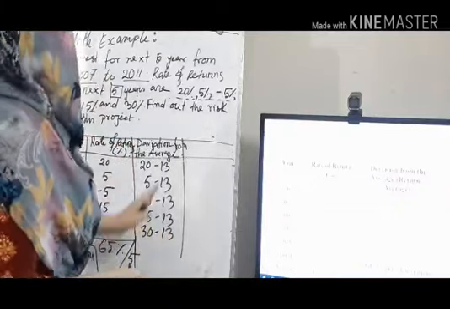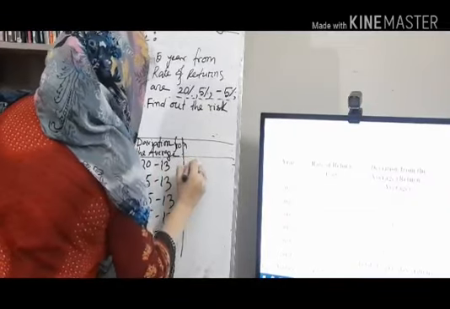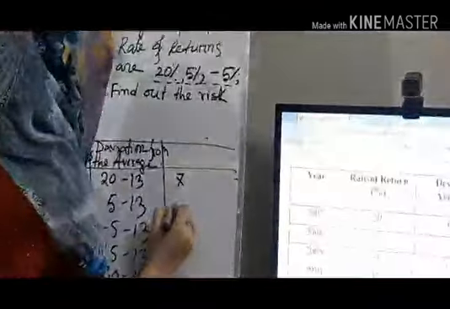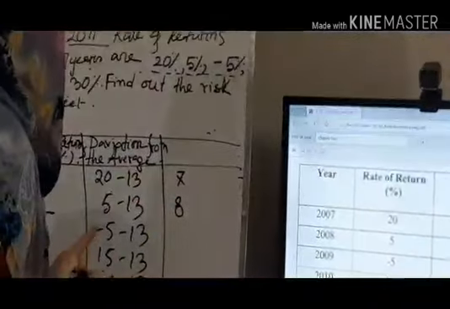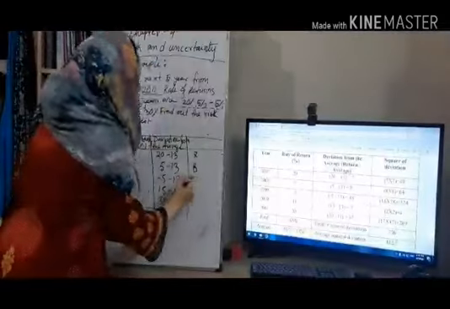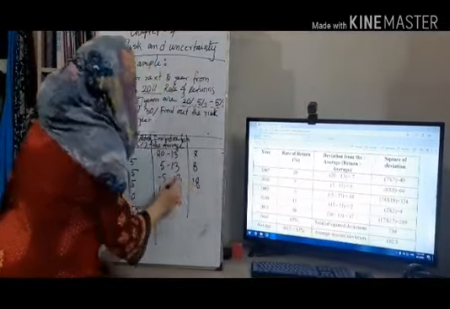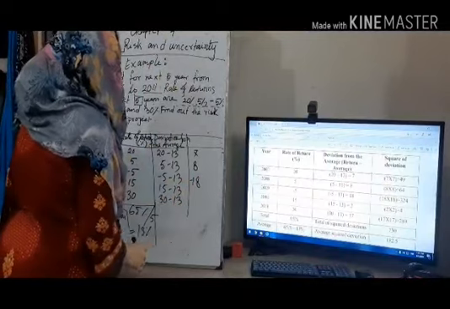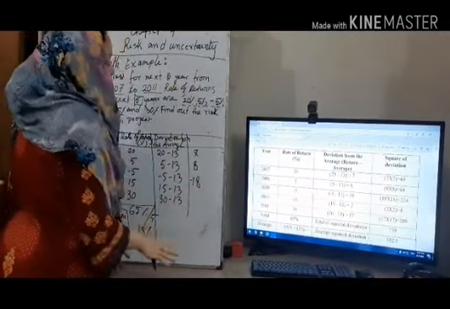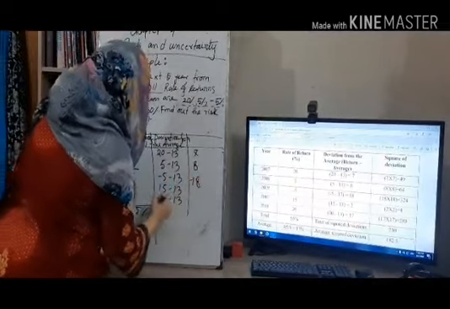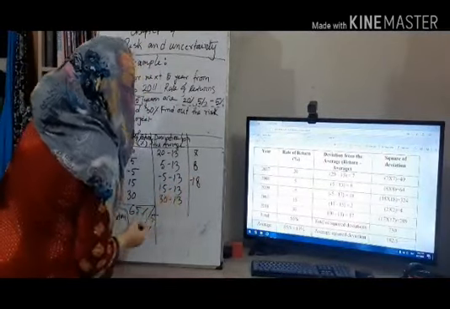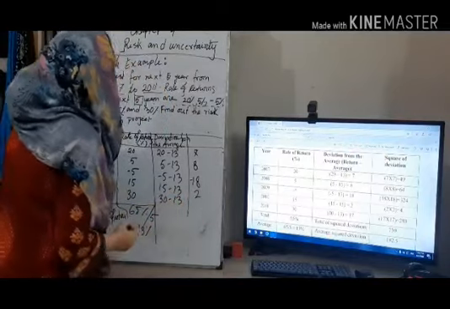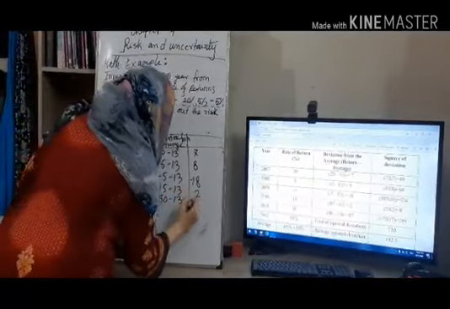And the result is here 7. Then 5 minus 13 is minus 8, and minus 5 minus 13 is 18. Actually minus 18, but when it is multiplied it will be plus. Minus minus we know is plus. So minus 18. Then 15 minus 13 is 2, and 30 minus 13 is 17.